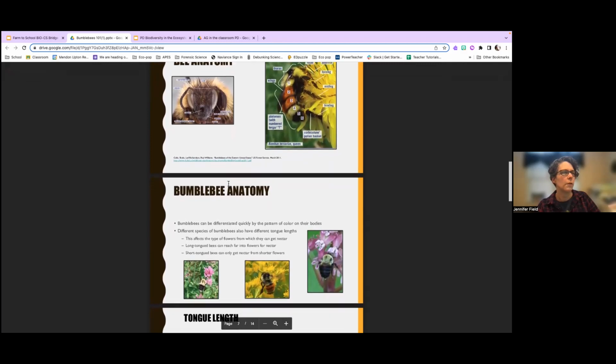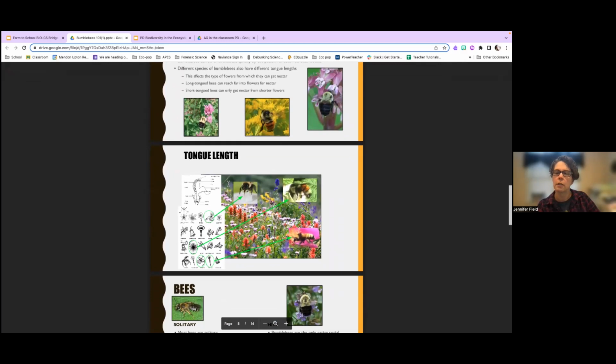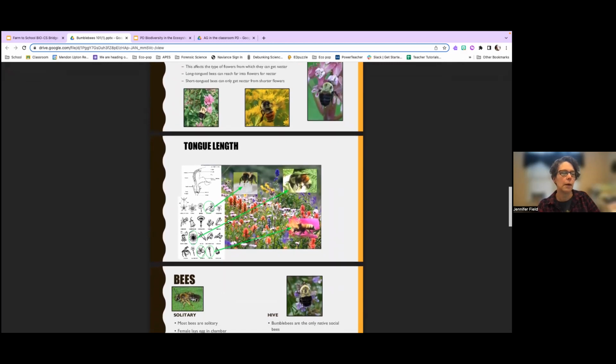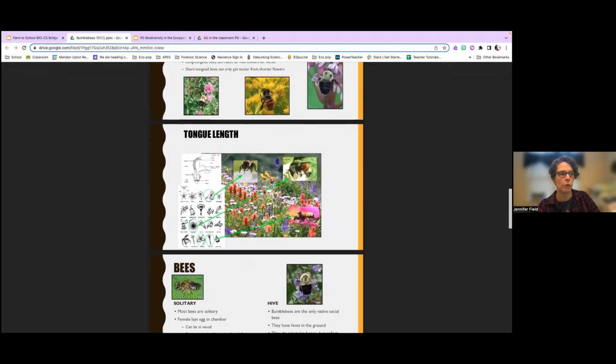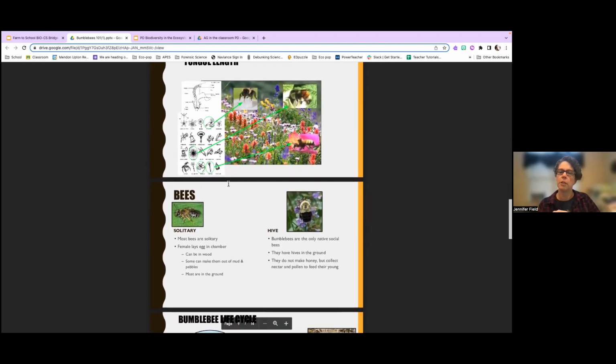Also about their face and tongue length, because different bumblebee species have different tongue lengths, which are extremely important because that enables them to pollinate different types of flowers and maintain the biodiversity that's out there. A bee with a long tongue is really going to choose longer, more tube-shaped flowers to pollinate, whereas a bee with a shorter tongue can't get nectar from those longer flowers. So they have to choose different species. So it's important to have all of the different species of bumblebee.